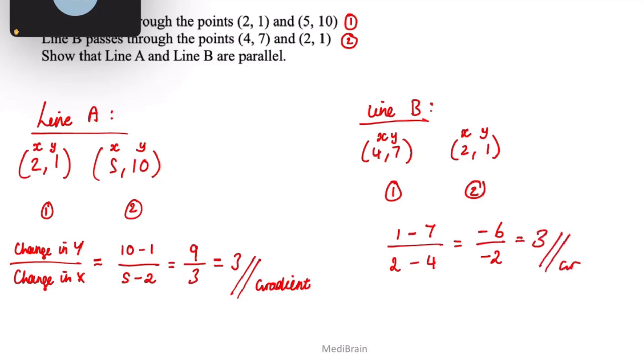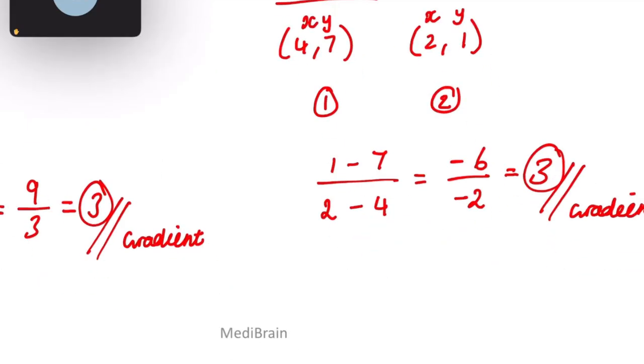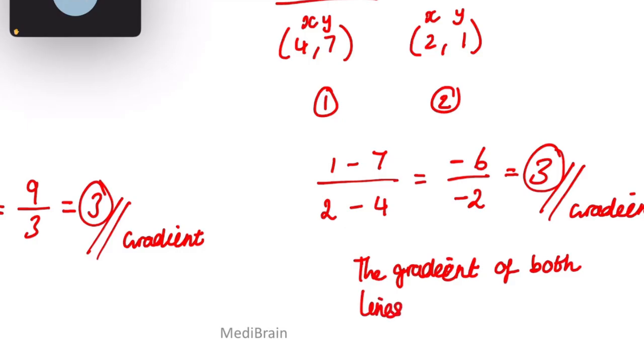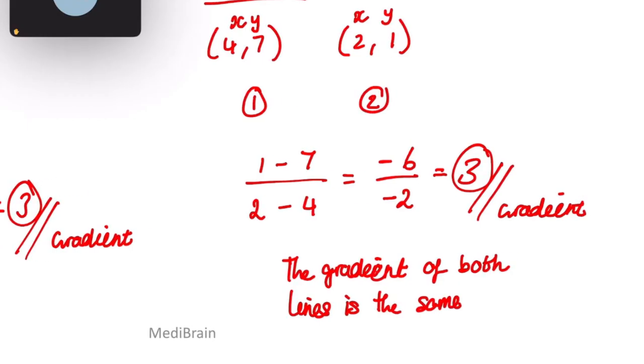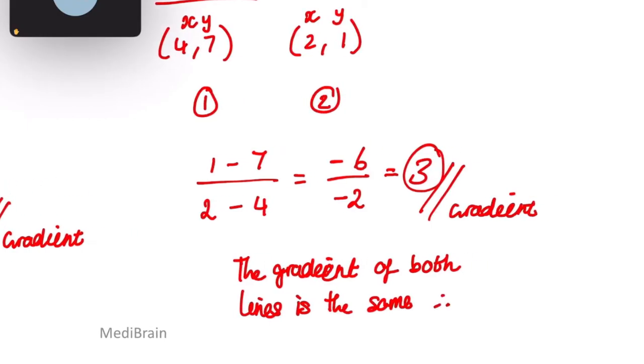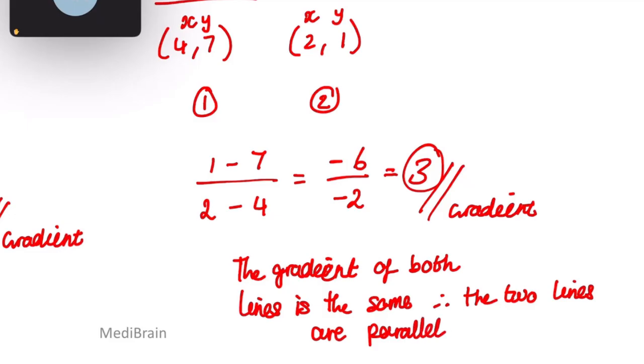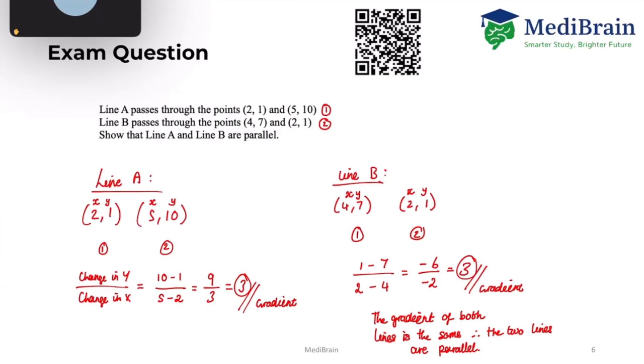And as you can see, this is the gradient of line B, and the gradients of both lines are the same. Okay, so what we would say is that the gradient of both lines is the same. Therefore, the two lines are parallel to each other. Okay, that's what we would say for a question like that.